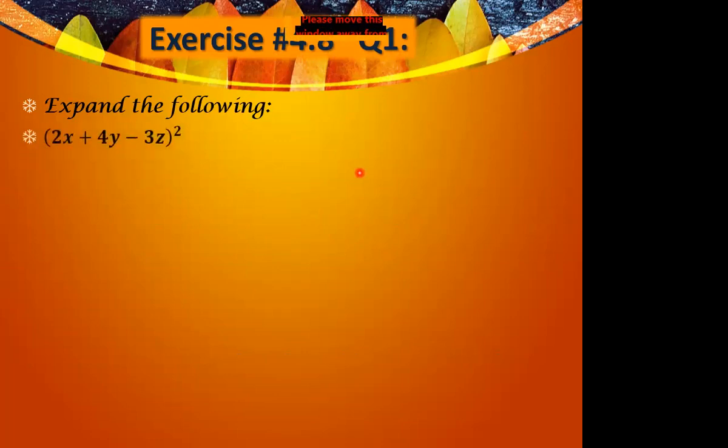In exercise number 4.8, question number 1 is this one. Expand the following, means you have to expand it. In whatever form it is given, by the help of formula you have to expand it, right? Now look here, what is the question here? This is your question, which is 2x plus 4y minus 3z.